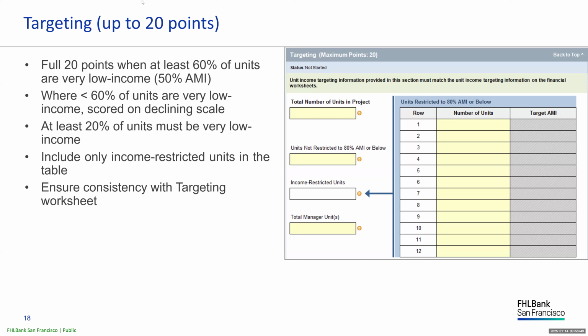The gray cells will be activated and turn yellow once the number of the units are entered into the cells. We suggest you then enter the number of non-income restricted units after that. The total non-income and income restricted units must equal the total number of units in the project. Be sure to indicate the number of total managers units as well, regardless of whether that unit is income restricted. Make sure to enter only whole numbers with no decimal places or you will get an error. Information in this section must be consistent with the targeting worksheet in the financial workbook.